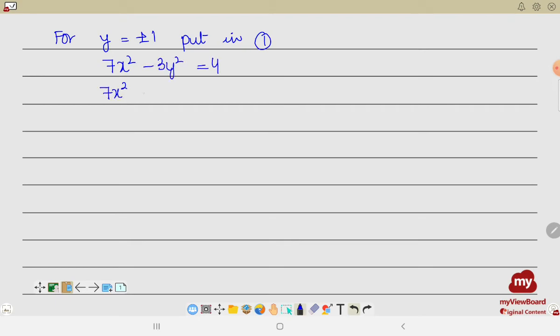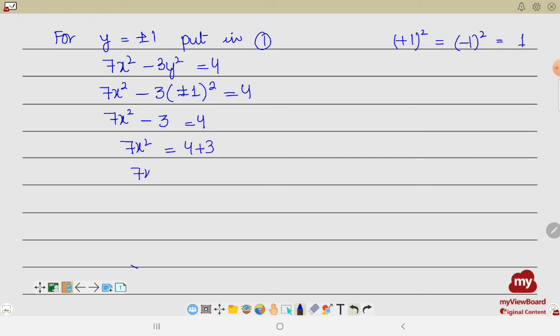Why am I inserting both values together? Because we have a square on y, right? So even if we insert plus 1 or minus 1, we'll get the same values. So we will have 7x square minus 3 is equal to 4, because the square of plus 1 is equal to the square of minus 1. It is the same, one, right? So 7x square is equal to 4 plus 3. It is again 7. And x square is equal to 1. And x is equal to, if you take the square root on both sides, plus minus 1.